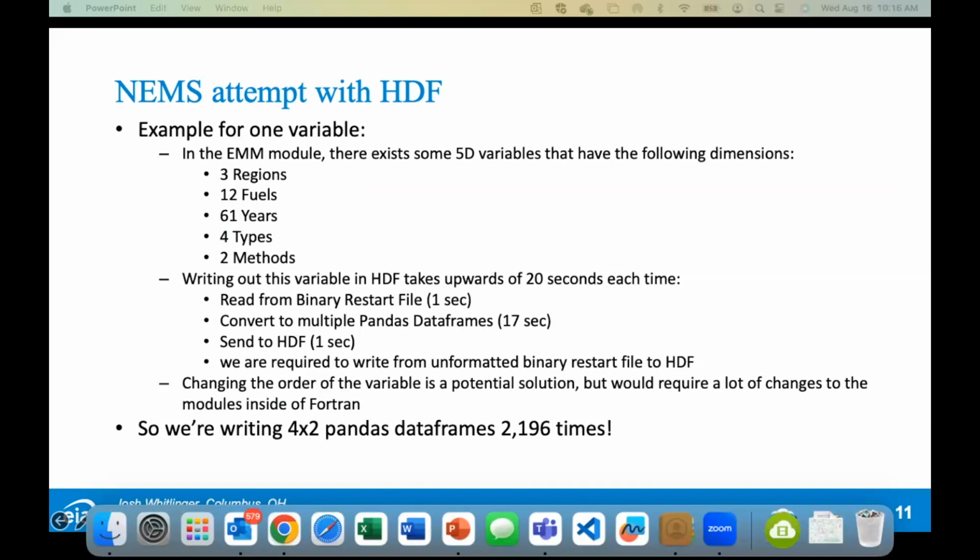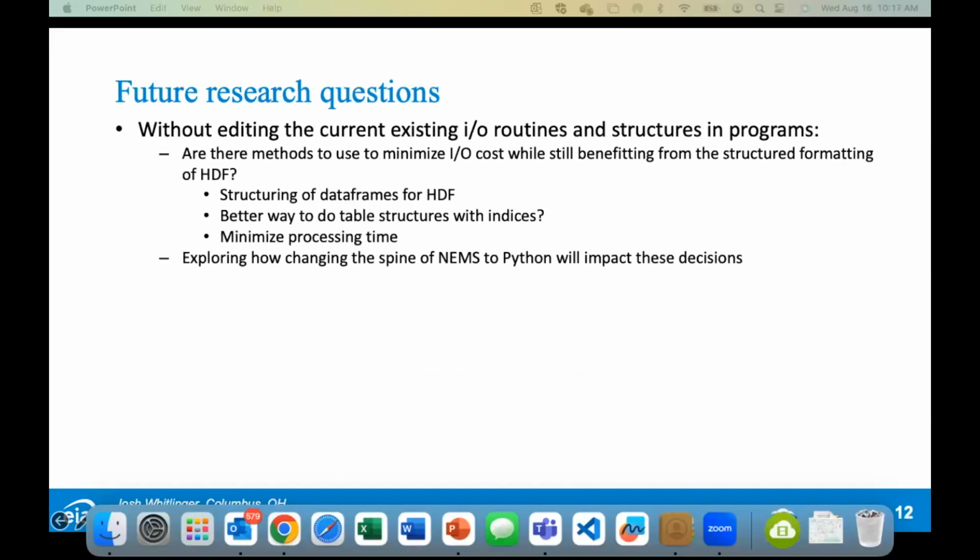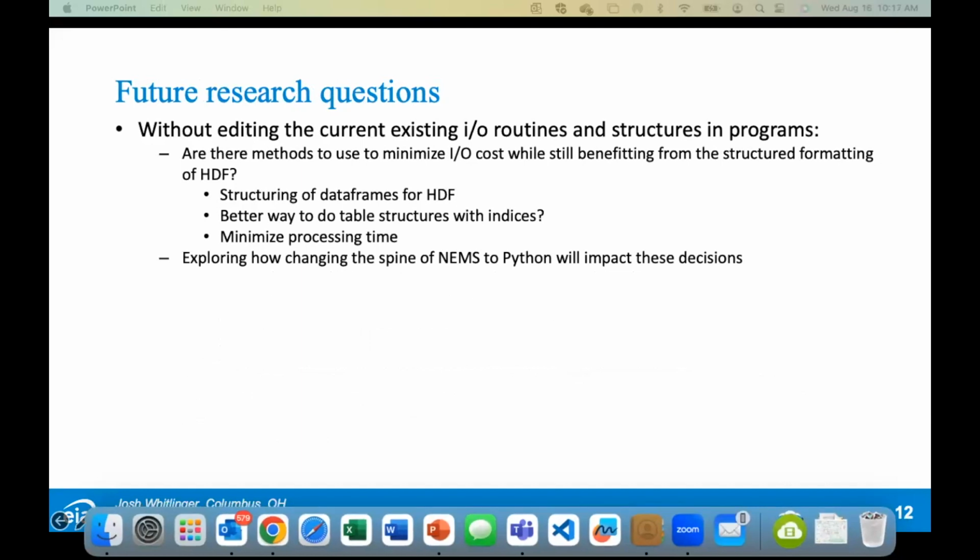And part of the problem is we have to smash these down into small tables to be able to write back and forth. So we're writing 2,196 4x2 data frames with all these different labels inside. I came here today to learn more about how to use an HDF. We're still learning this as we're new here, and we're trying not to edit the current IO structure of NEMS, because that would be a major overhaul that we haven't gotten to yet and quite honestly haven't had the time to investigate.